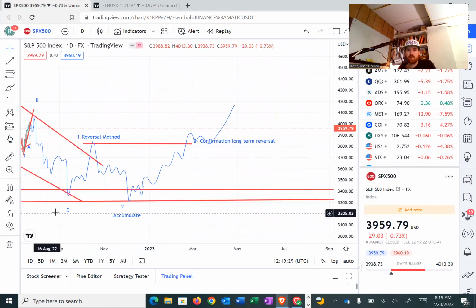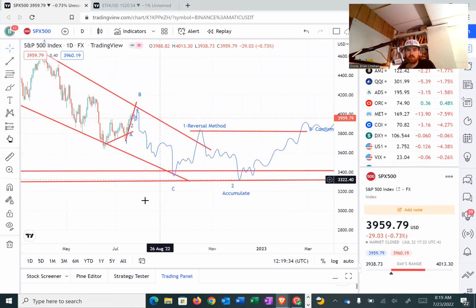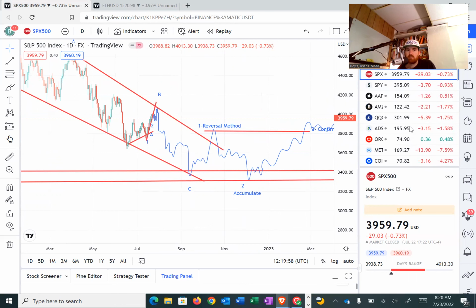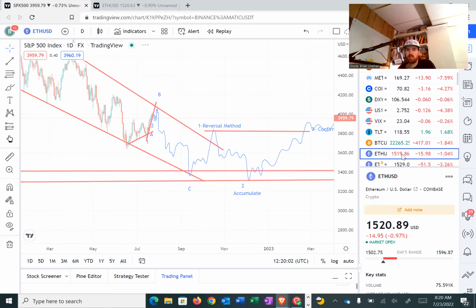So again, this is what I think, and you're supposed to accumulate at the 2. So obviously you can short it down to C, you can close it out, maybe ride it up to 1, close it out, short it down to 2. If you wanted, you don't have to do any of this, but this is where you would accumulate long-term positions. And again, if this plays out, I don't know what will happen to ETH. It's a little confusing because again, this is different.